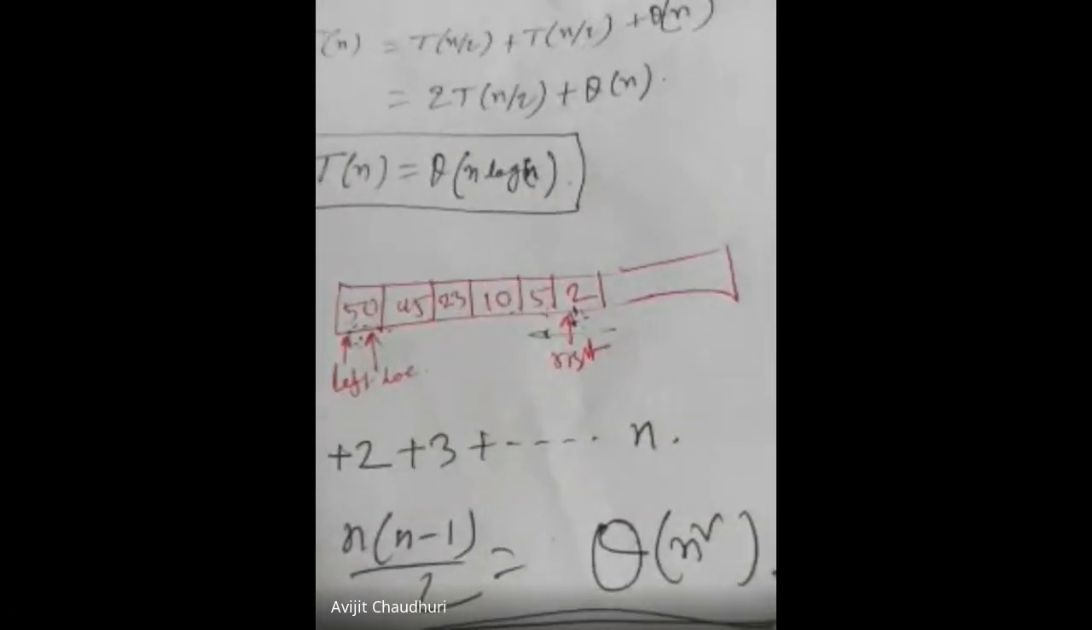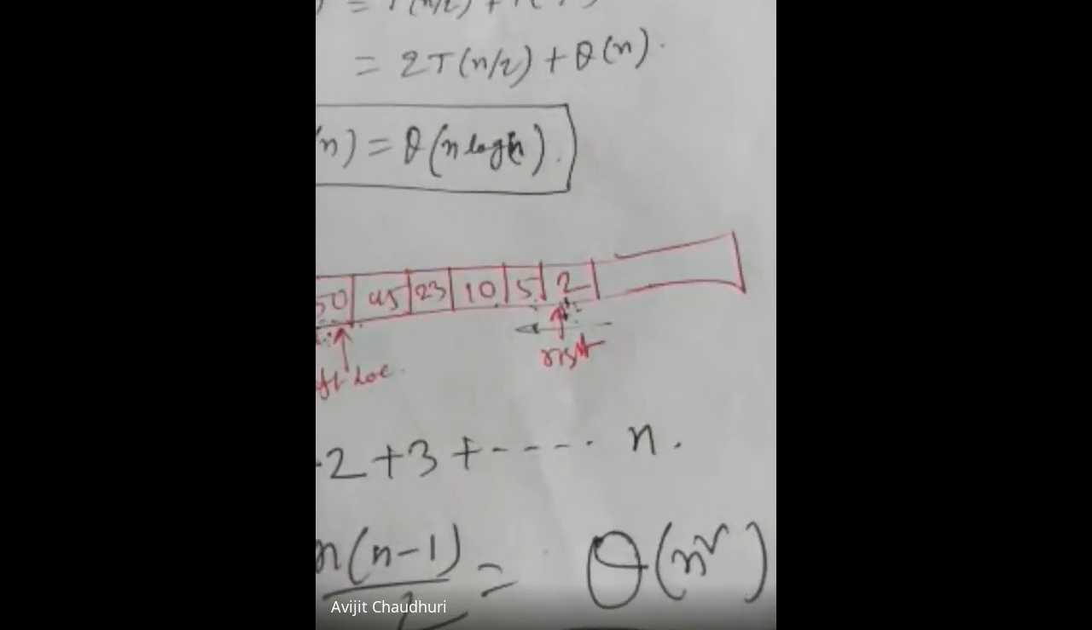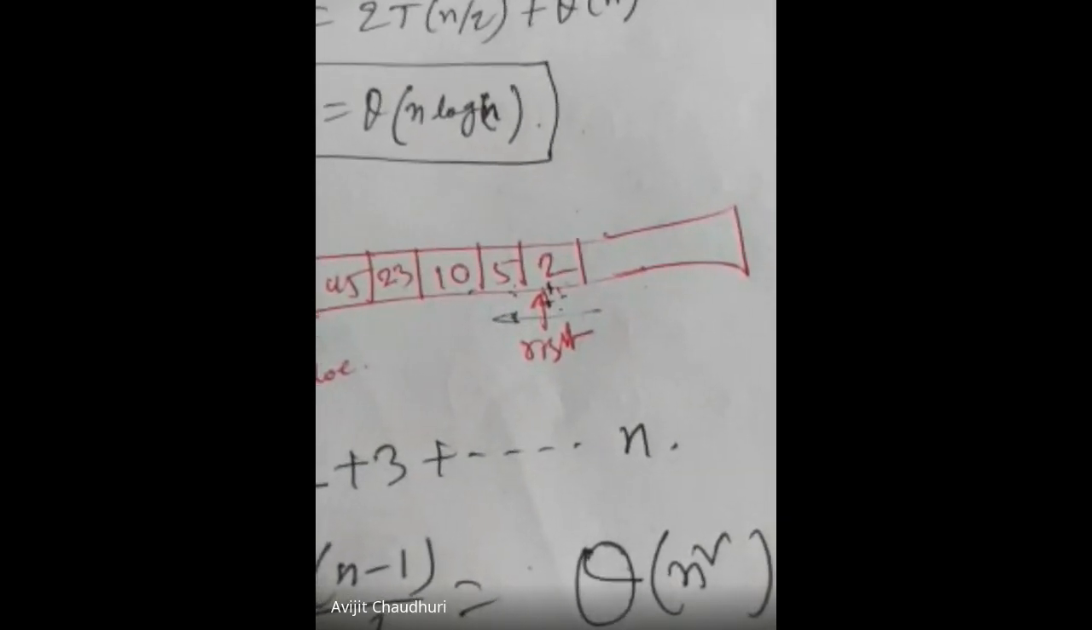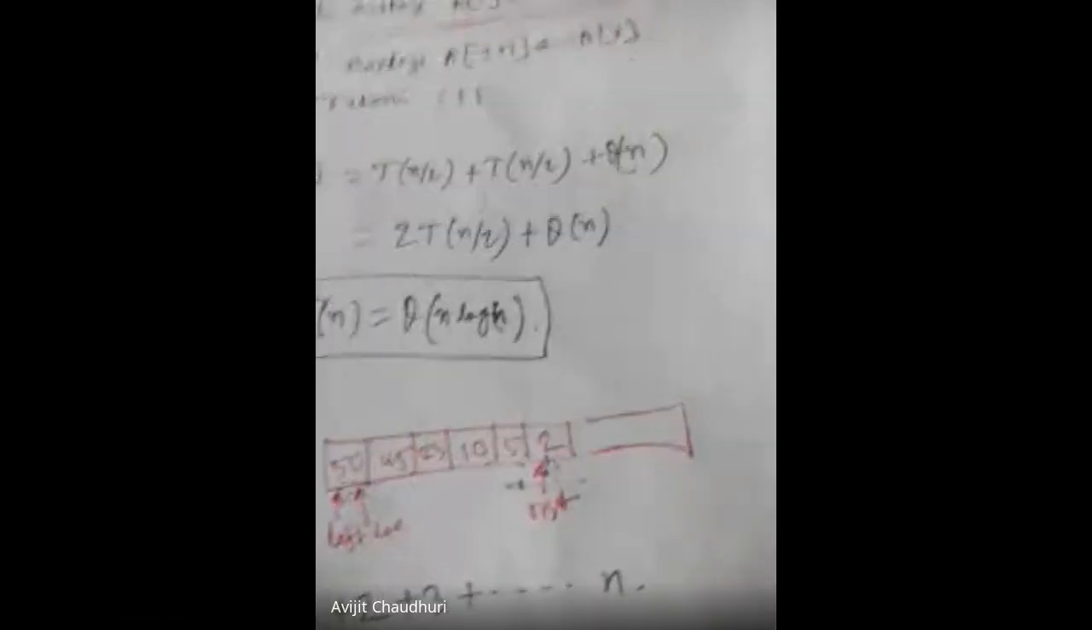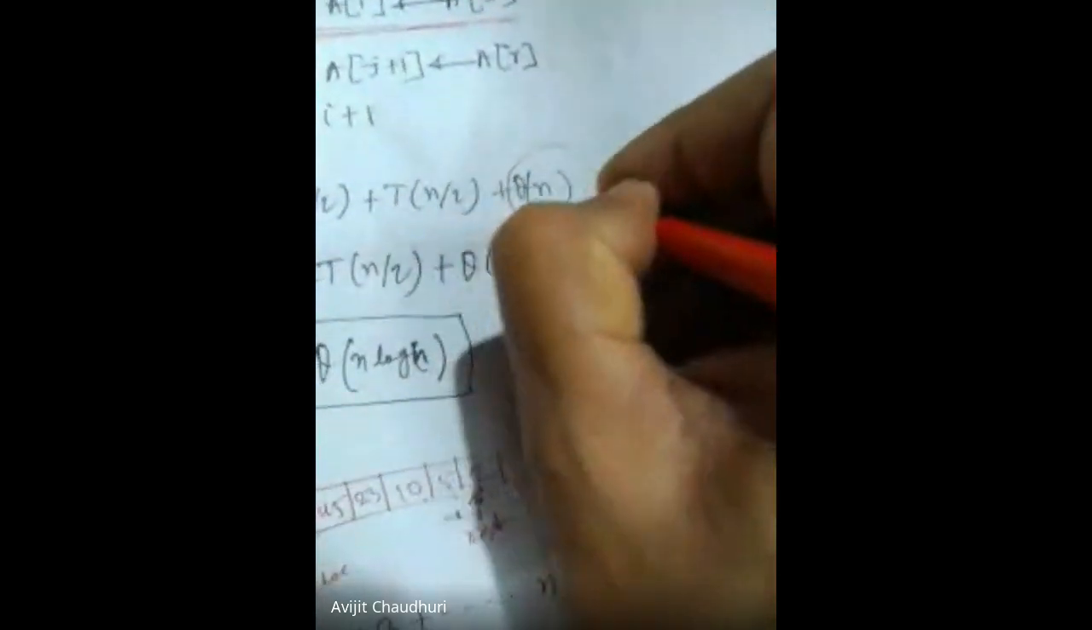Best case I am coming to. In case of the best case, no exchanges will be there. Are you agreed? Best case means if the array is already sorted, then this part will not be required. So only 2T of n by 2.